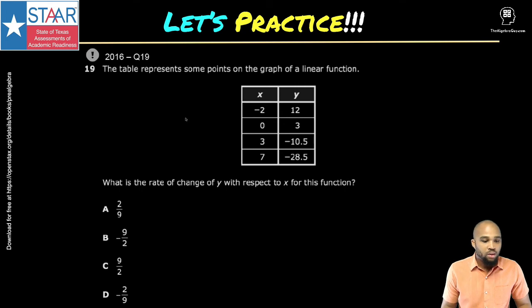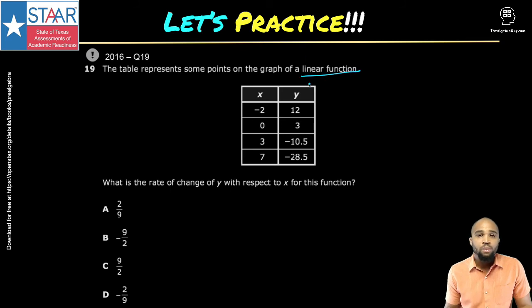All right, I think this is probably our last one. So given a table, actually I may have one more. What is the rate of change of y with respect to x for this function? So we're just given a table, look for the rate of change. We know that this is a line, or it is right there.